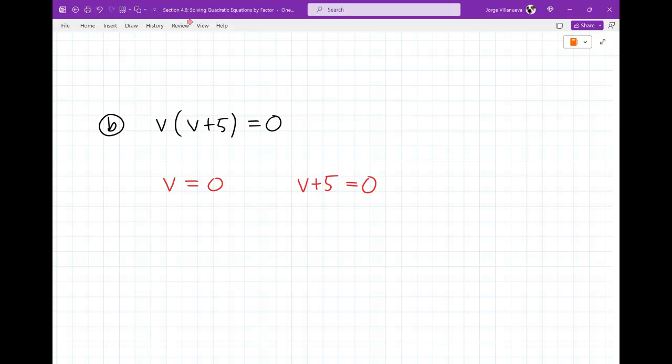Well, notice the v equal to 0, there's not much I can do with that. That's done, okay? The v plus 5, I can subtract 5 on both sides, and I get v equal to negative 5. So I got two solutions, negative 5 and 0. So let me write it down. v is equal to negative 5 and 0.